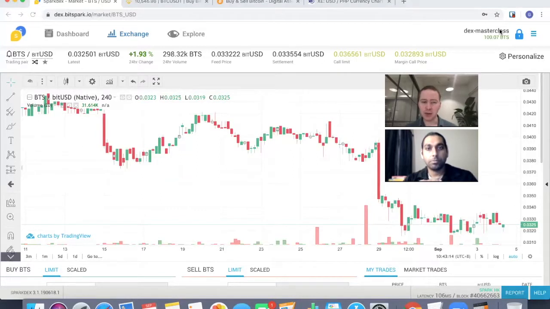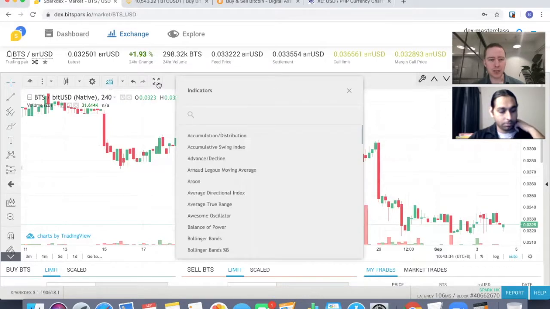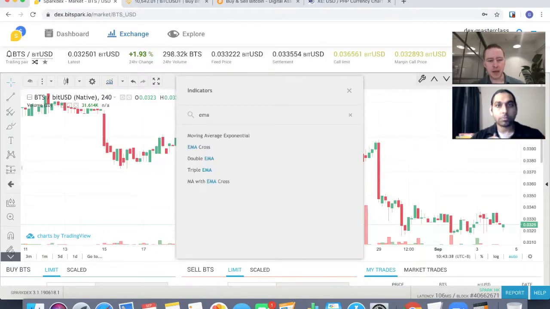So if you have a look, we've got a chart here, the BTS BitUSD again. Each of these little candles is a period. And in this case, it's set to 4 hours. So we can see here the different price movements within those periods. Now, what an EMA does, and we have a number of different charting opportunities here. So if we just go to indicators up here, we type in EMA, and we can see that there's different types, but let's just concern ourselves with the EMA cross.